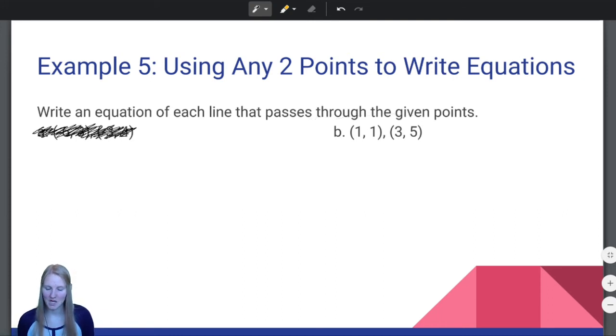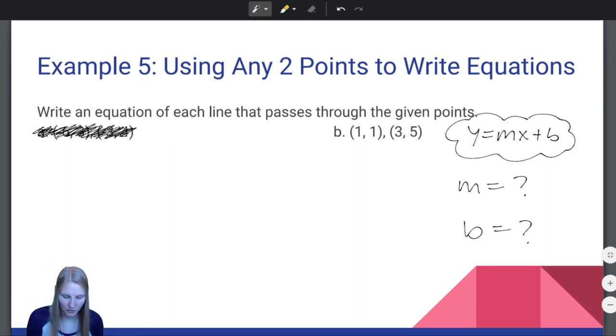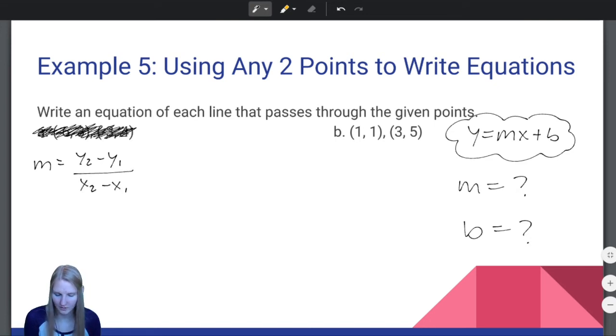All right, so we want y equals mx plus b. We want to know what m is. We want to know what b is. And let's start with m, because we have lots of practice finding slope. So it shouldn't be too hard for us.